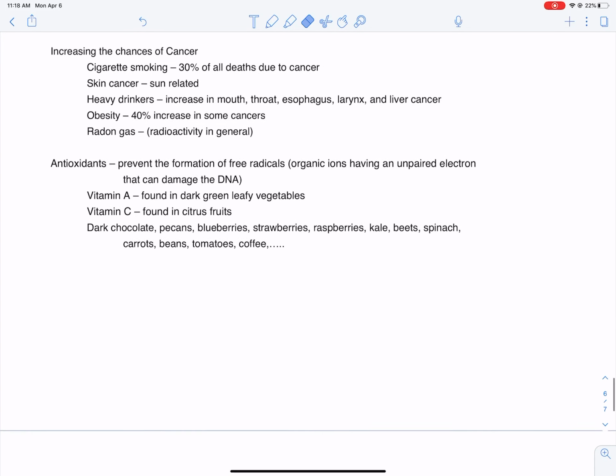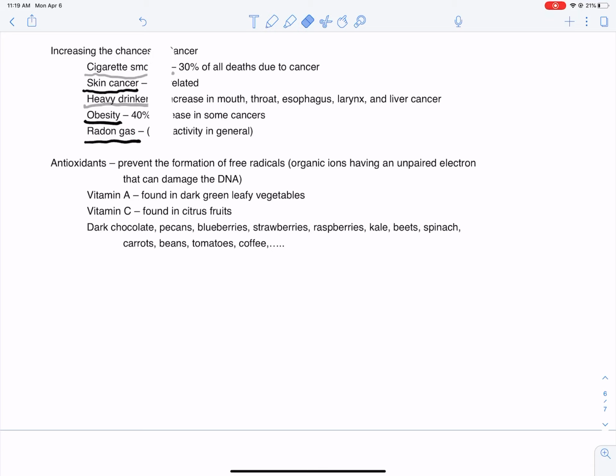Okay, what are some things that increase the chances of cancer? The huge one, and you probably already know that, is cigarette smoking. We figure about 30% of all the deaths due to cancer are related to cigarette smoking. Skin cancer is on the rise with the increased amount of UV radiation coming through our damaged ozone layer. Heavy drinkers. It really increases mouth, throat, esophagus, larynx, and liver cancer. Obesity, about 40% increase in some cancers. And with our houses being so well insulated and airtight, the radon gas is becoming more of a problem for us.